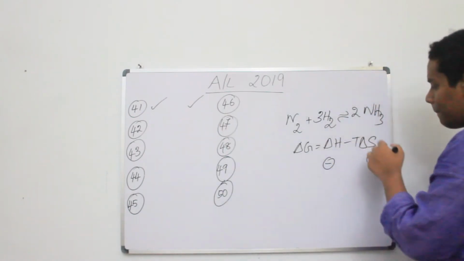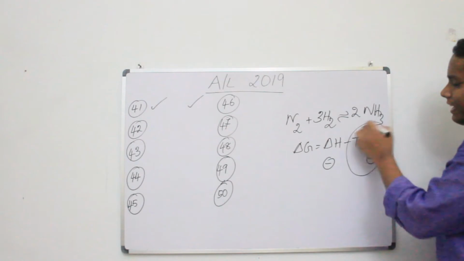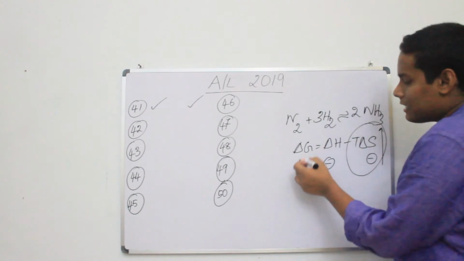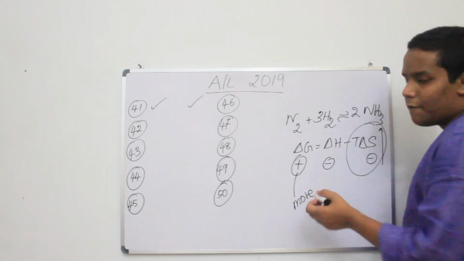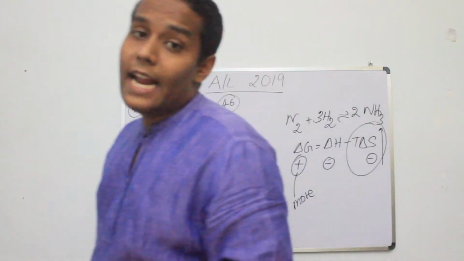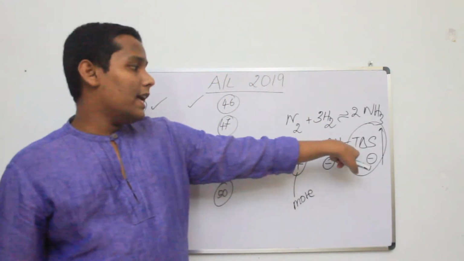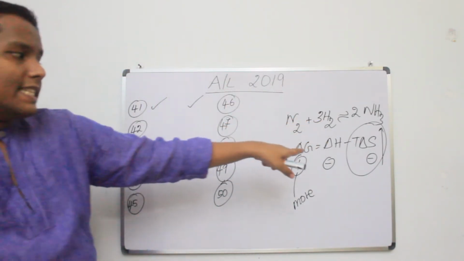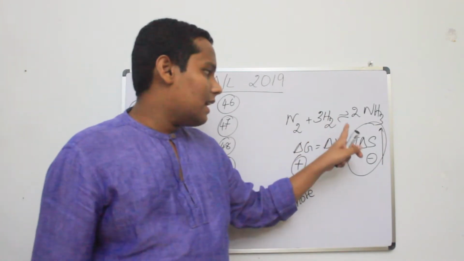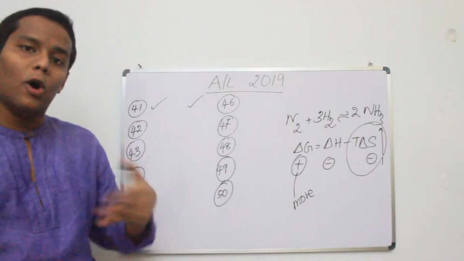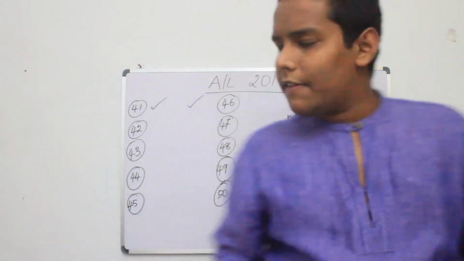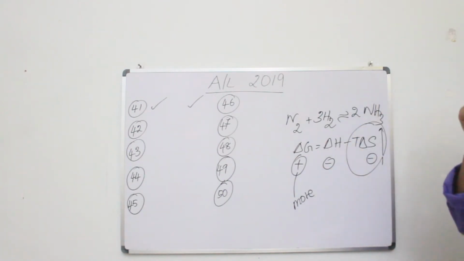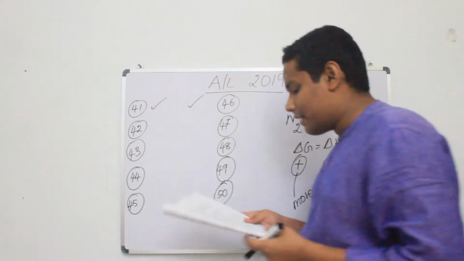If you increase the temperature, the positivity will increase. If the positivity of this T delta S increases, delta G becomes more and more positive, which means the spontaneity decreases. Delta G becomes more and more positive due to the increase in T. Delta S is negative, so if T increases, minus T delta S becomes more and more positive. This is negative now, we can't do anything. So spontaneity will have to drop. That's correct. The first statement is correct.